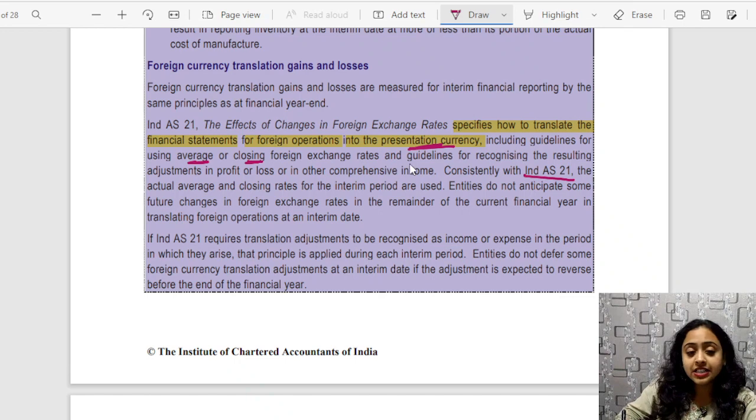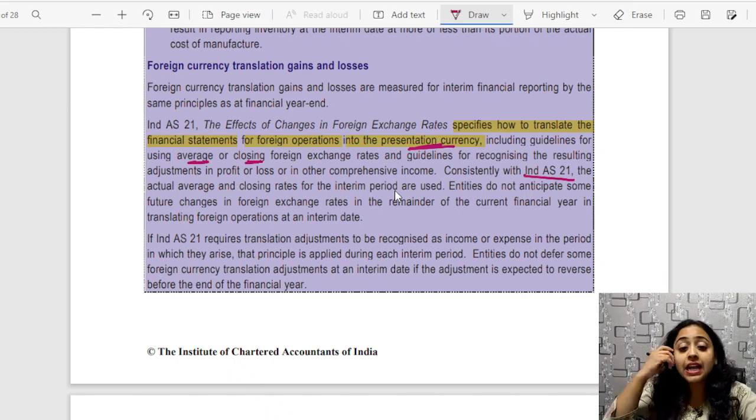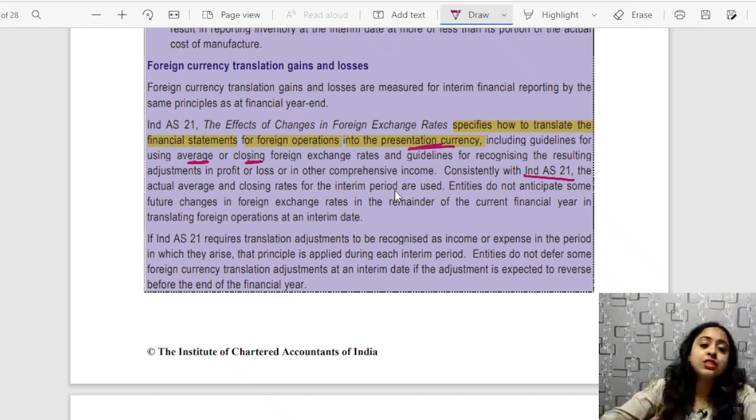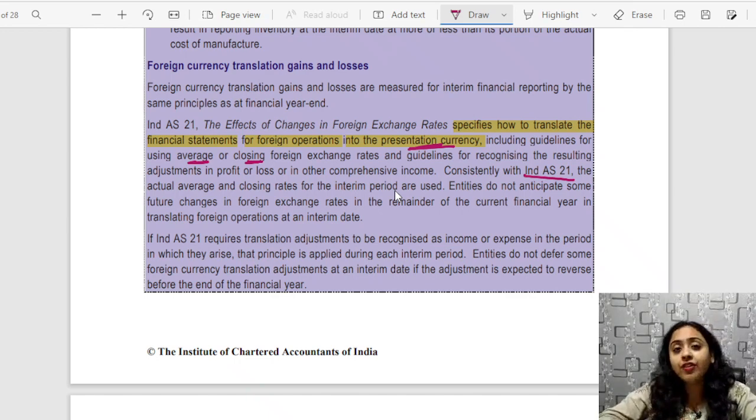Foreign exchange rates and guidelines for recognizing the resulting adjustments in profit and loss or other comprehensive income. Consistently, in Ind AS 21, the actual average and closing rate for the interim period are used. Entities do not anticipate such future changes. They will not defer or anticipate any changes. It will be done as and when it is actually recorded. Okay.